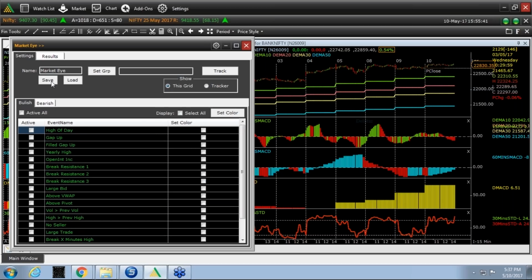You have the yearly high. If it trades above the yearly high, if it trades above a certain resistance, you can look at that. On the bearish side also, you have low of the day. If the low of the day is breached, if there is a gap down, if it is a yearly low, if it's breaking a major support, you can use all this.